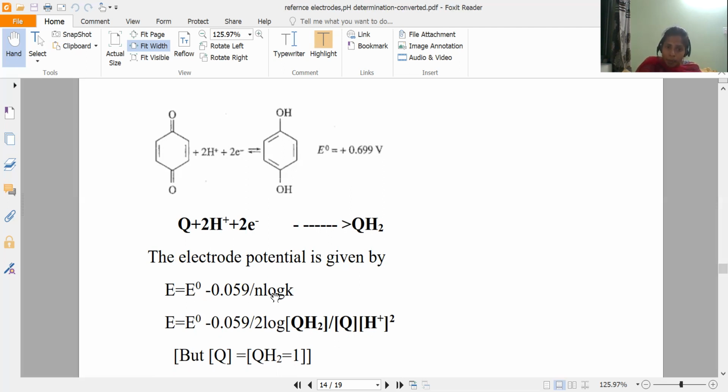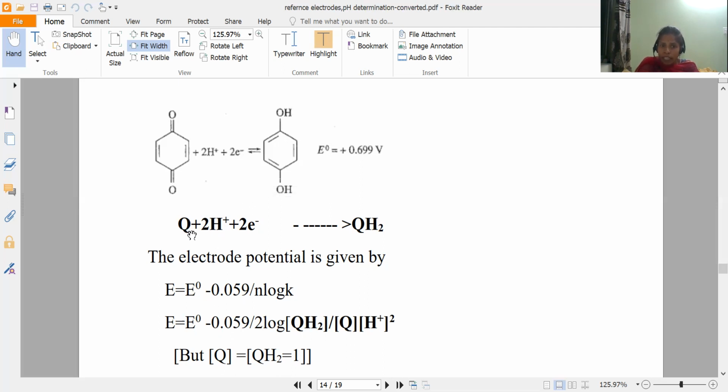So now let us apply the Nernst equation to this reaction. In this reaction, what is the n value? n means number of electrons. How many electrons are there? n will be 2. And what is K? K is products concentration divided by reactants concentration. See here, in this reaction, we have only one product. But how many reactants are there?